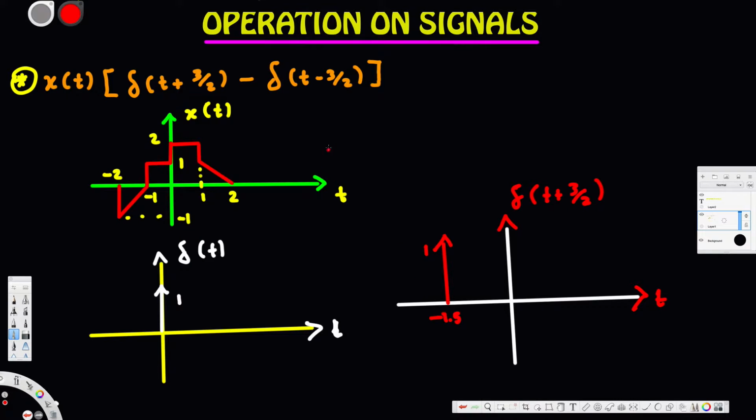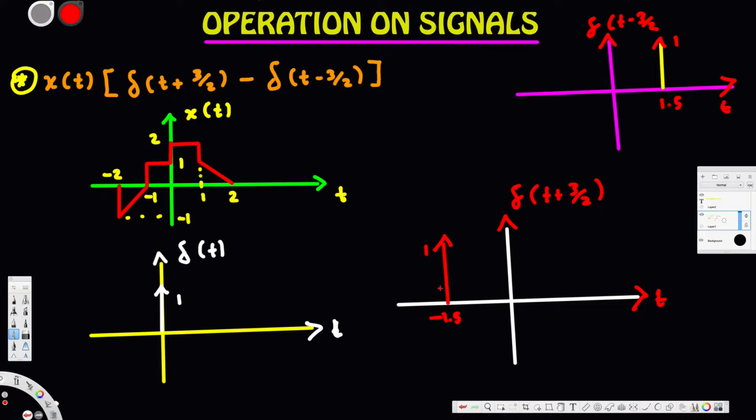Now let's see what happens if we have delta of t minus 3 by 2. For delta of t minus 3 by 2, what's going to happen is exactly the opposite. Whenever we have minus 3 by 2, it's going to shift to the right side by 3 by 2, right? So we are going to have a graph like this, and here we will have this delta, area is 1, the amplitude is infinity. Okay, so this is at 1.5, and this is delta of t minus 3 by 2. Now we have all these things available.